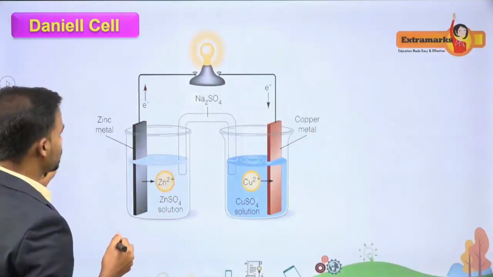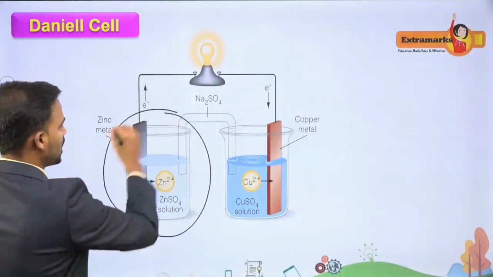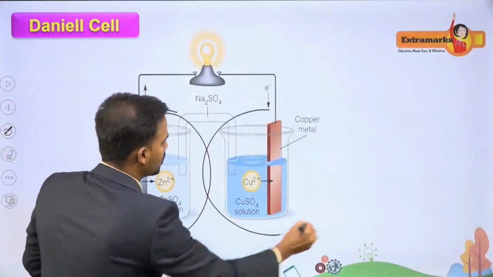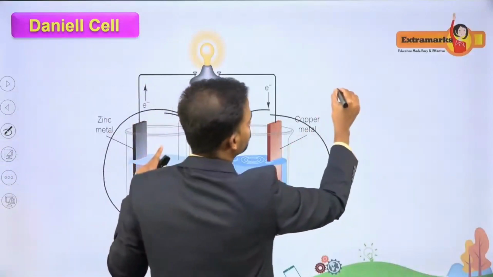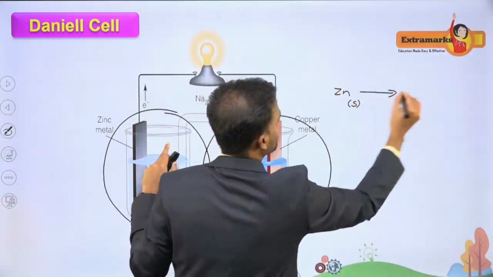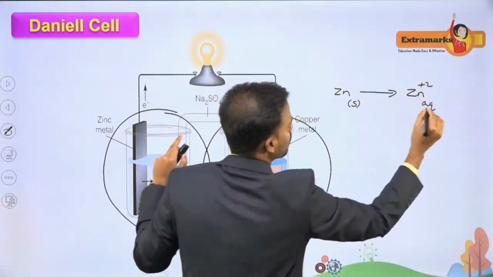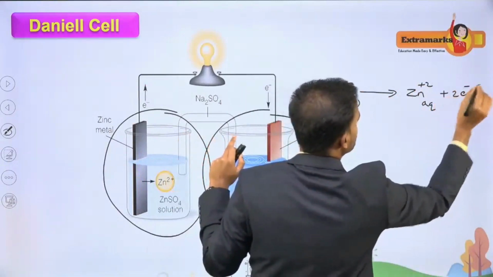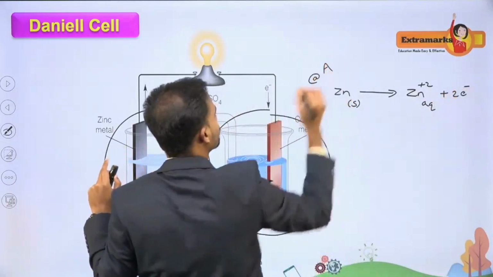So what are the two reactions which I have written? There is oxidation happening here and reduction happening here. So what are the two reactions that we have seen? Zinc solid converting into Zn+2 aqueous plus 2 electrons. This is at where? Tell me. This is at anode, right?